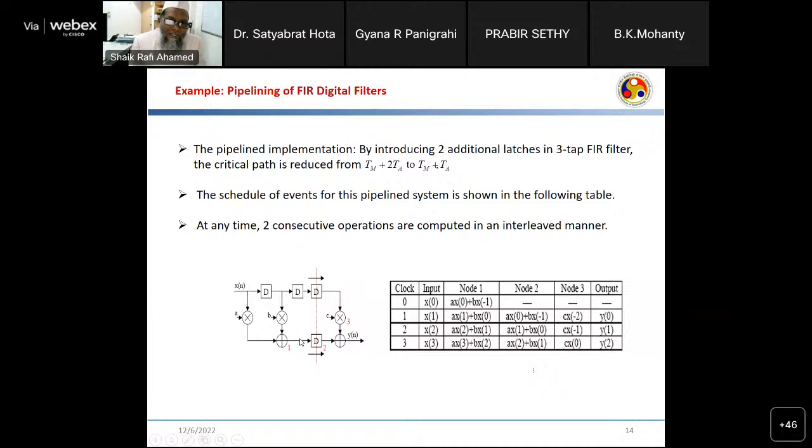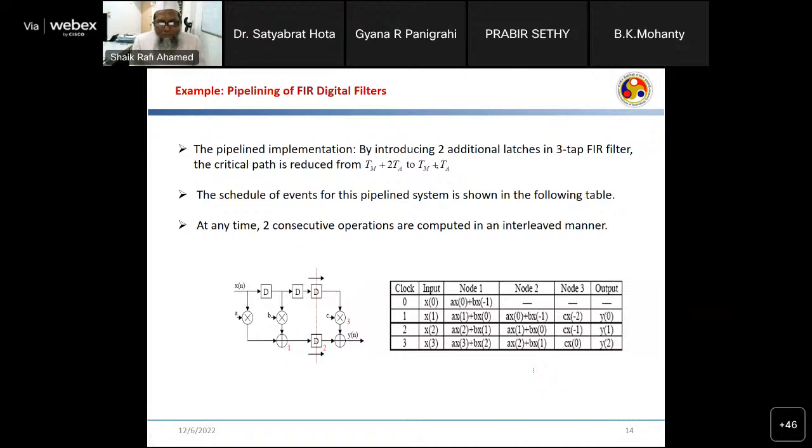But here the thing is, we are placing latches here. So what about the functionality of the system? You can place the latches, but we cannot randomly place them at any point. We should have some rule to place these latches such that the functionality of the system remains the same. If the functionality changes, then even if you increase the throughput, it is of no use.